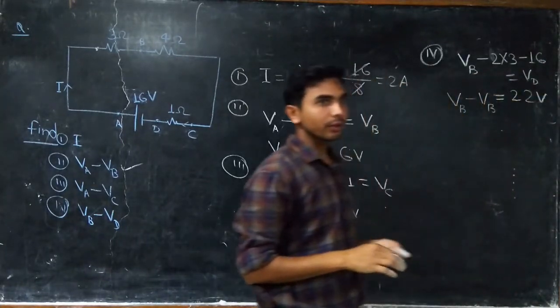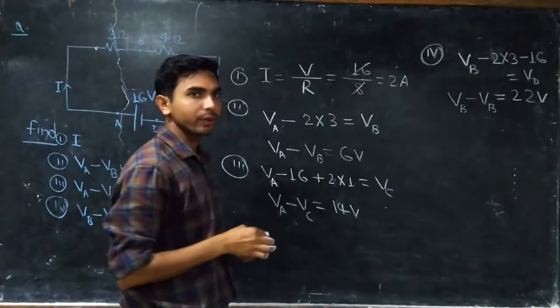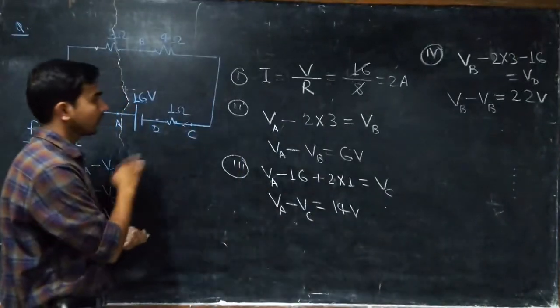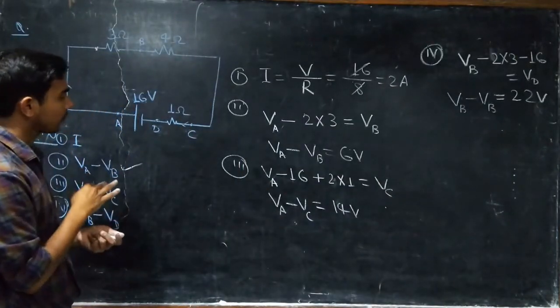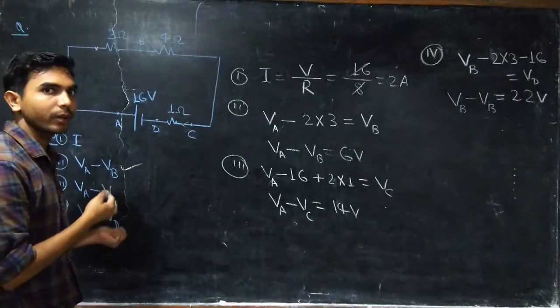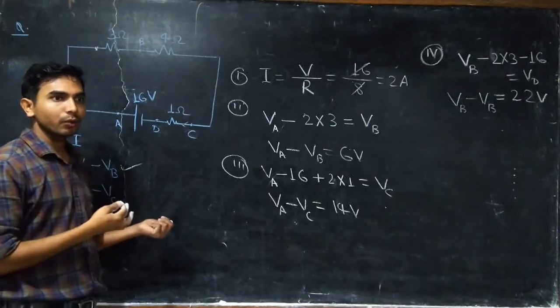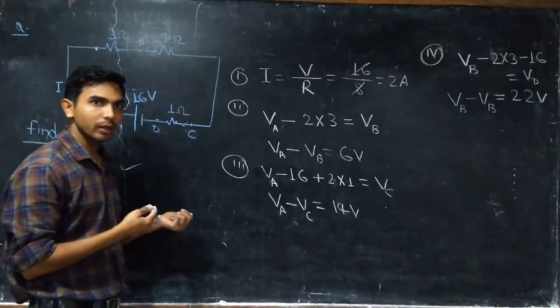Okay, so this way we are able to get the answer. With the help of this example, everything is clear to you how to find potential difference between 2 points as well as current, right?